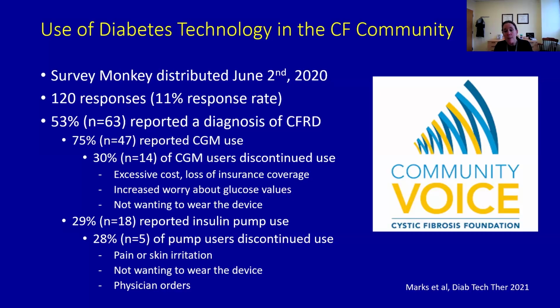But about a third of those users actually stopped using CGM, with the primary reason being excessive cost. And then about 29% of the people who responded to the survey reported using an insulin pump, which is probably lower than what we would see in type 1 diabetes. But again, almost a third of the people had stopped using the device for various reasons. And so really, this tells us that we have work to do to ensure access to and sustained use of diabetes devices and technology in this patient population.